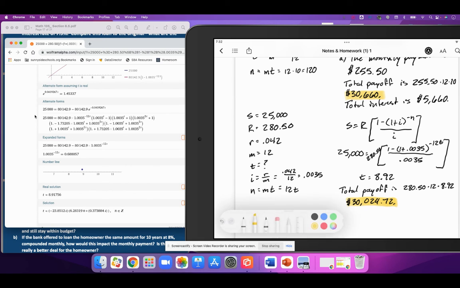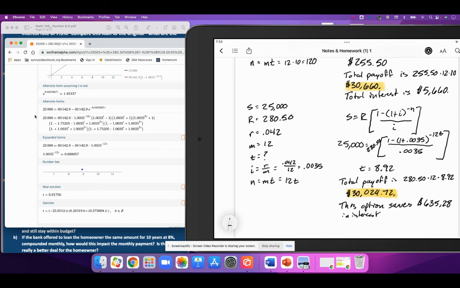I'll do the math really quick on my calculator just to get the exact number. So we would have 30,660 minus 30,024.72. They would save $635.28 in interest. So this option saves $635.28 in interest, and it shortens the loan by just over a year.